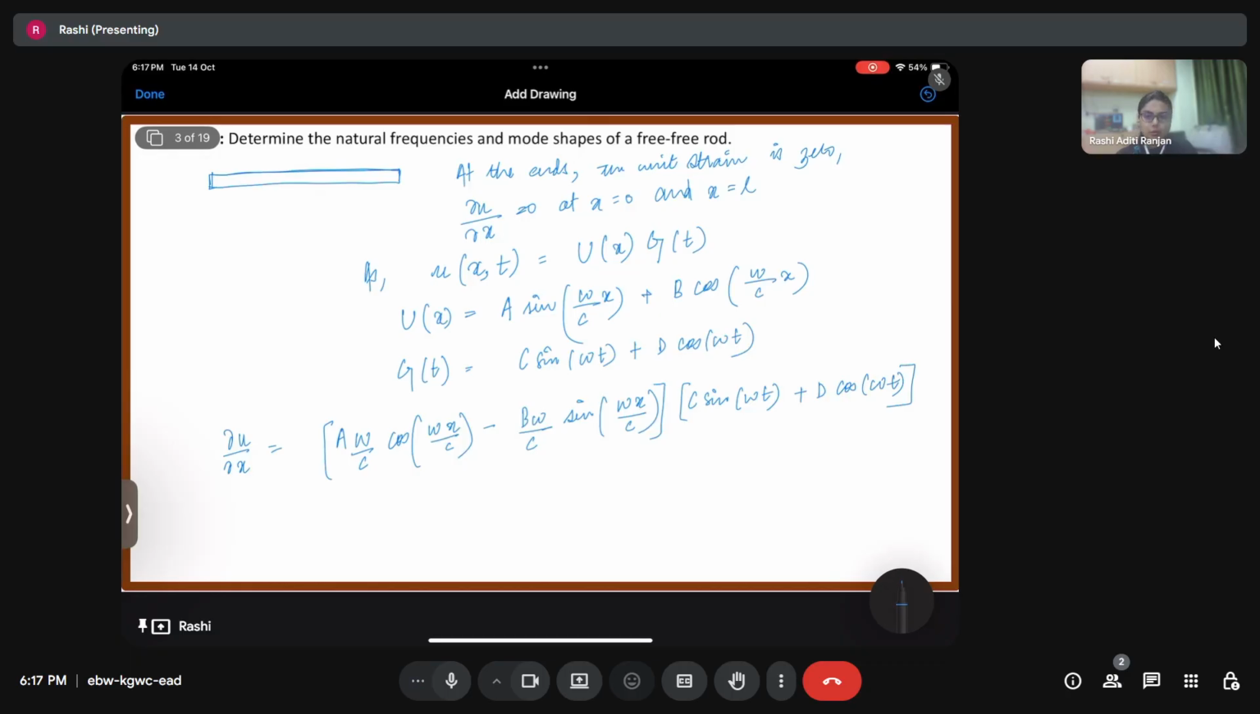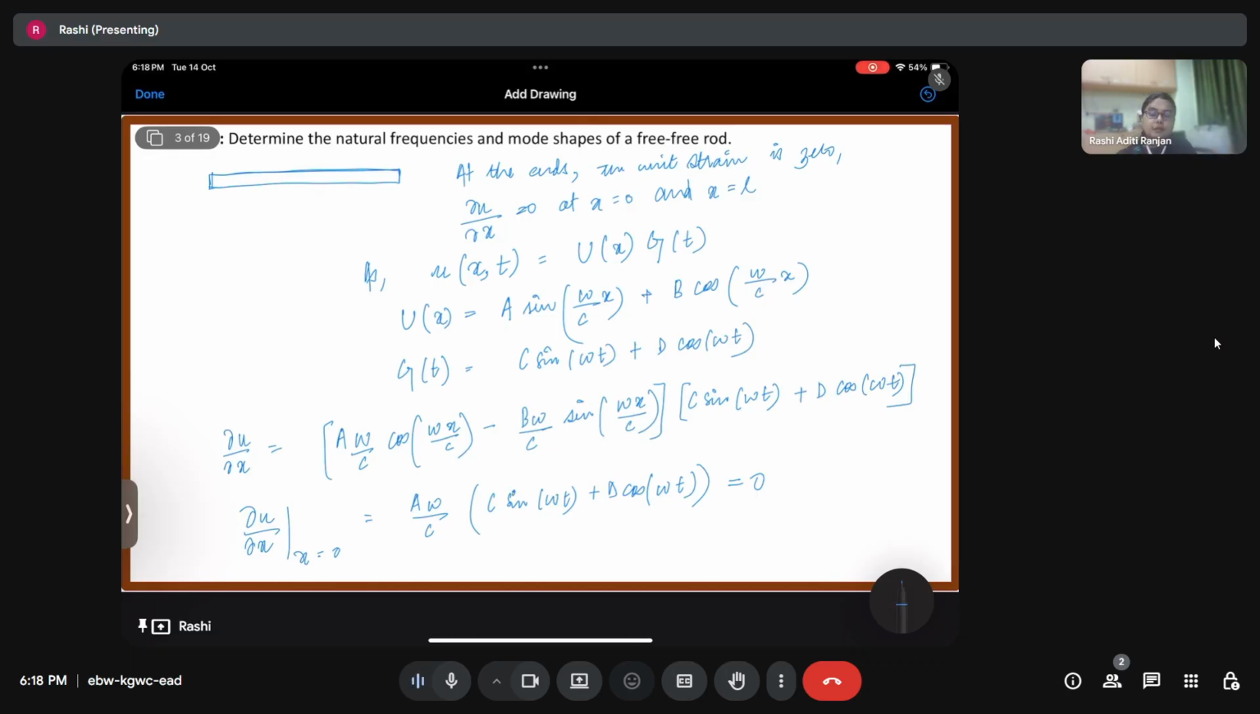Now we need to find the values of the differentials at x equals 0 and x equals L, and equate them to 0. So firstly, del u by del x at x equals 0. What is this going to be? A ω/c, the sine part is going to be 0, into C sin(ωt) plus D cos(ωt). This will be equal to 0. Clear? This is what we get.